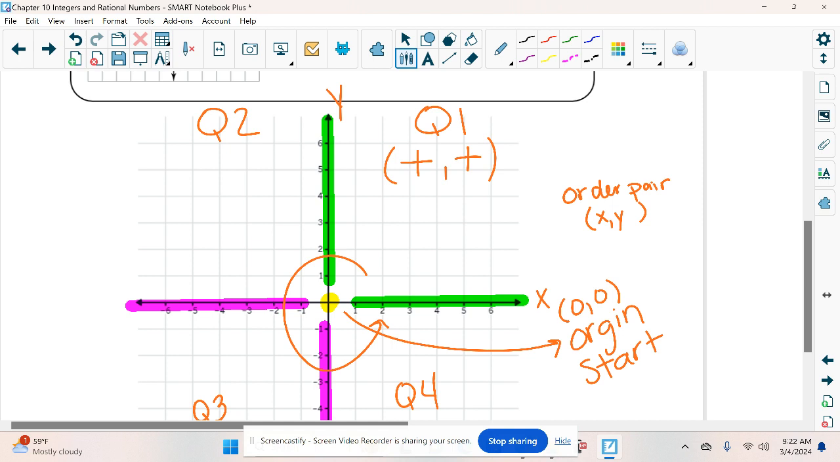In quadrant 2, it's a mixture, but what is the X? Is it negative or positive? The X is negative, while the Y, the one that runs up and down, is positive. So its signs are going to be negative, positive, in that order. It has to be that order because X always comes first.